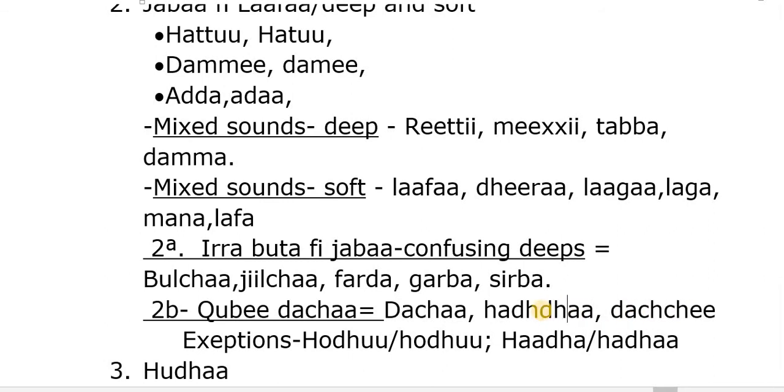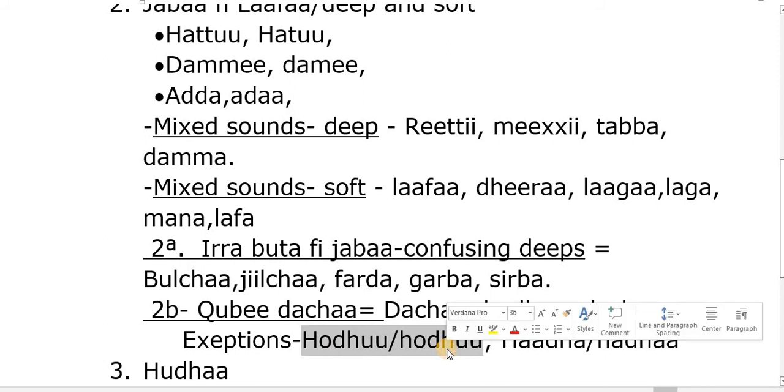We never double like this, even though they are strong. That is another rule. We don't double kube dacha. We don't double compound sounds to indicate they are strong. That is another rule. Okay. But kube dacha is not always strong. Not always strong.